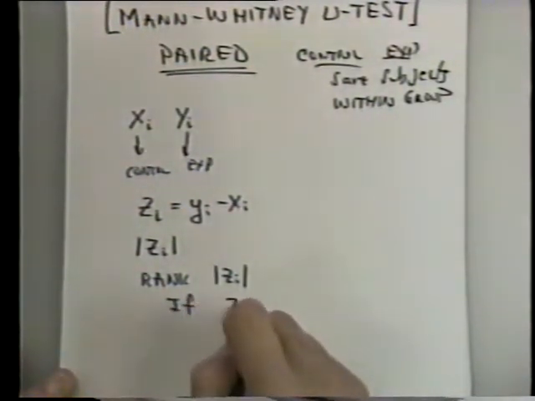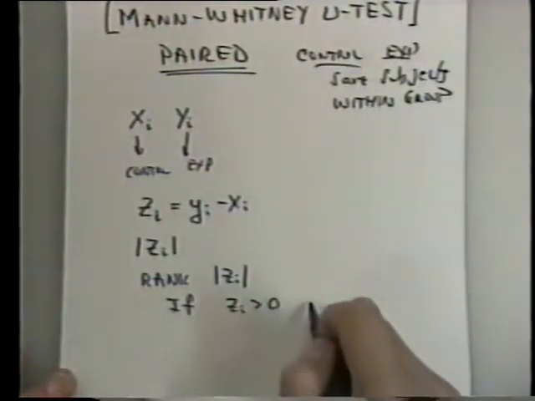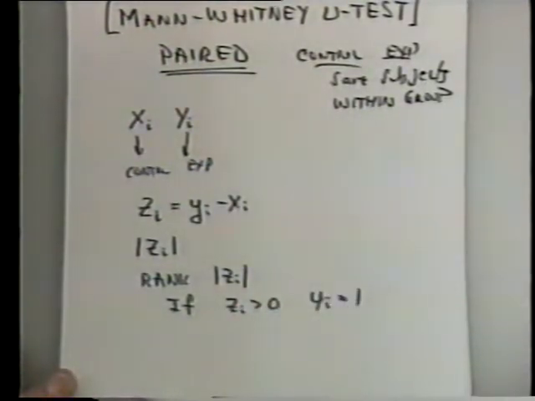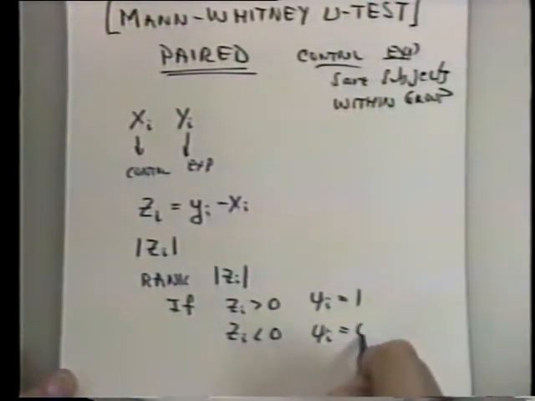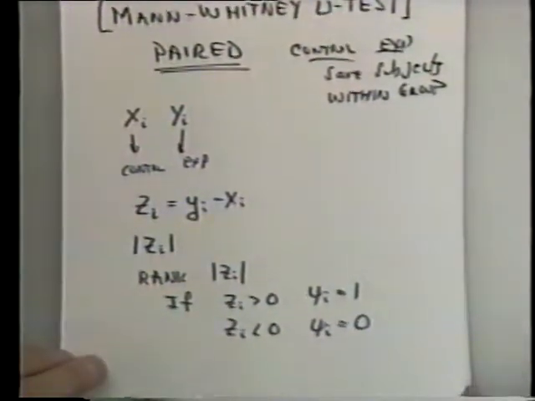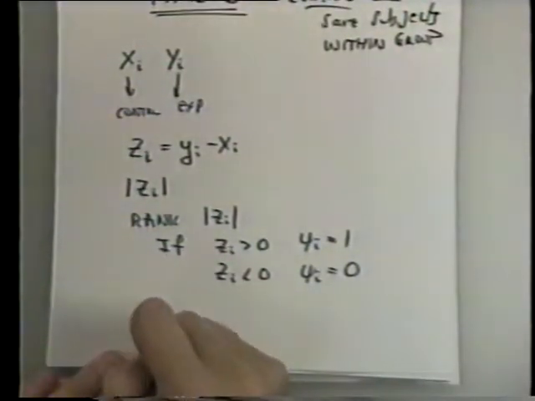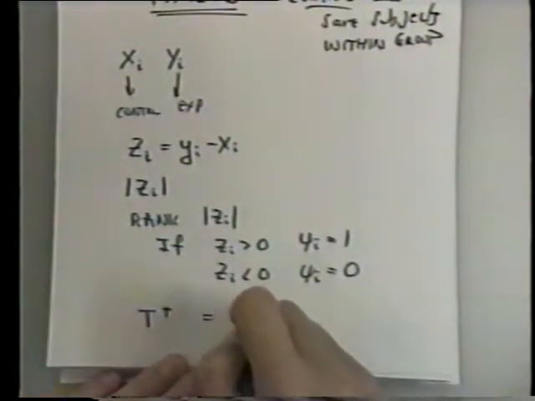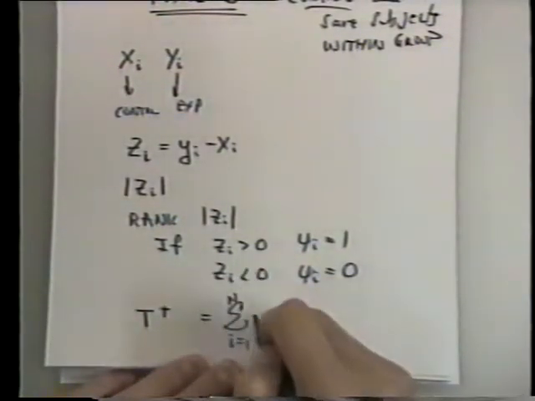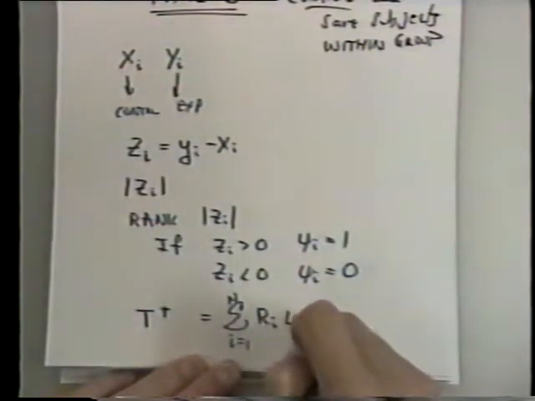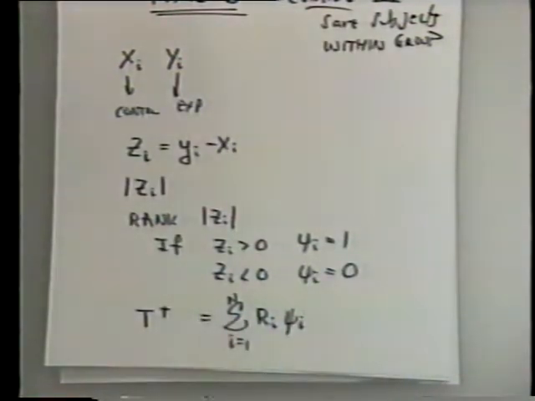So if one is greater than the other, we'll set that variable equal to 1. And if one is less than the other, we'll set that variable equal to 0. And then the statistic, which we'll call t plus, will be equal to the sum over all possibilities of the rank times the value of this dummy variable. And this should make no sense whatsoever. We'll see in the table as we develop this what this looks like.